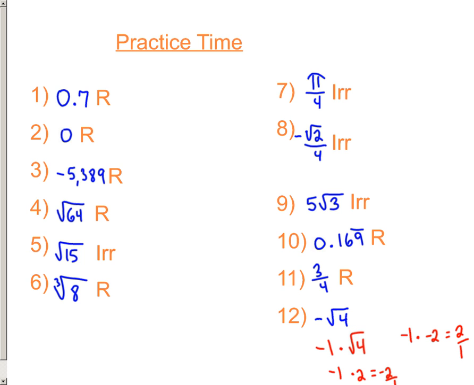It takes a little bit of practice, but if you can recognize whenever there's a pi or imperfect square root, it gives you a real advantage, and then just watch out for those decimals.